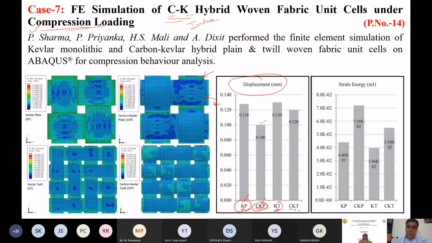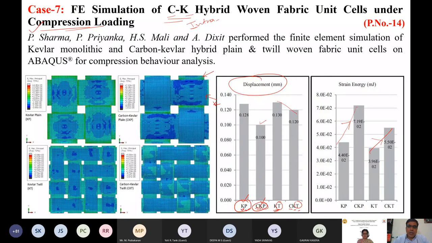Now, if you look at the twill, this is the reduction in displacement. Similarly, you look at strain energy. This is the enhancement in strain energy when you hybridize it. So I think now you appreciate why modeling and simulation is important in this kind of research. Because in this hybrid world you can do lots of faster work and you can predict, and that prediction can be related to your experimental work also.